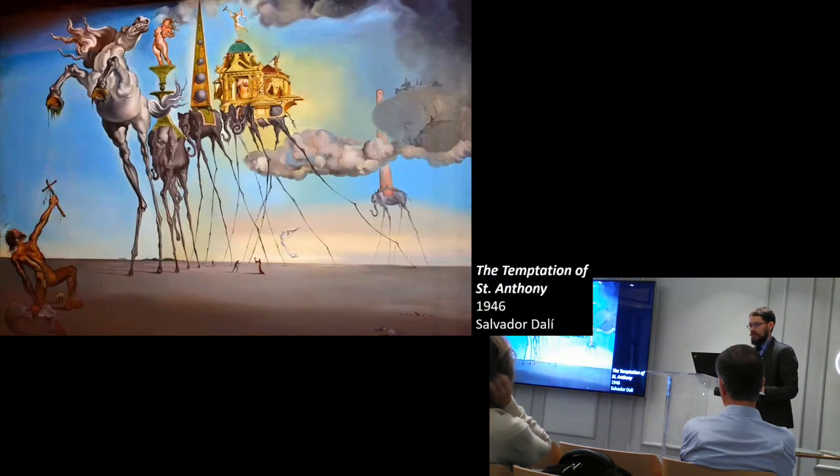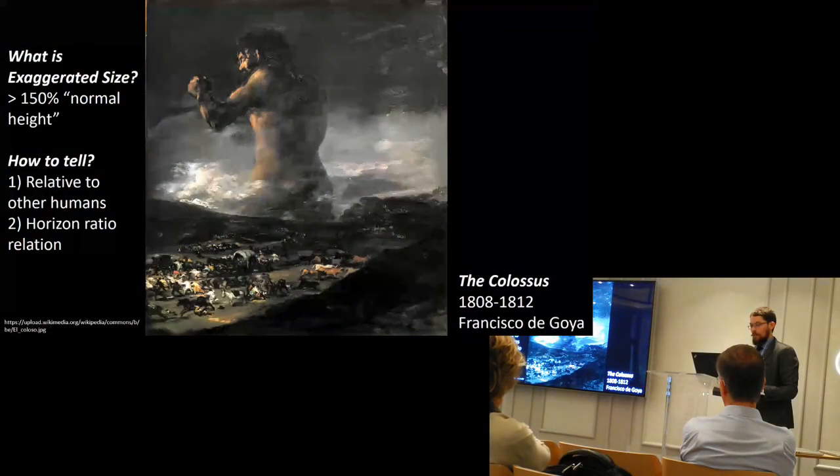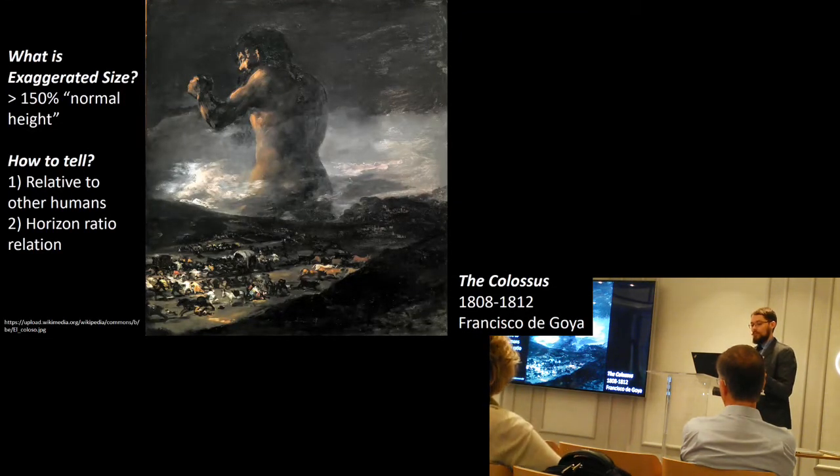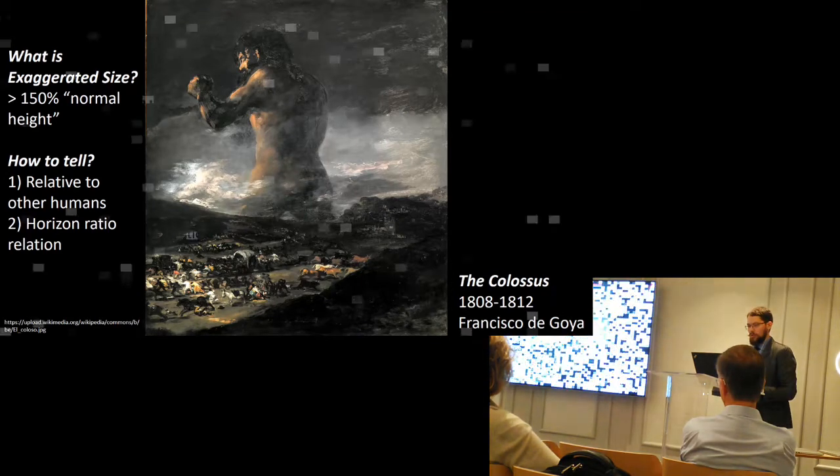So here we have an example of exaggerated size by the horizon ratio relation in The Temptation of St. Anthony from Salvador Dali. In the foreground, we see St. Anthony himself. The horizon line cuts him off at the chest while he is kneeling, meaning he is substantially larger than normal height. And here we have the Colossus, again from Francisco de Goya, where both the relation to other humans in the foreground and the horizon ratio itself cue that he is quite large.